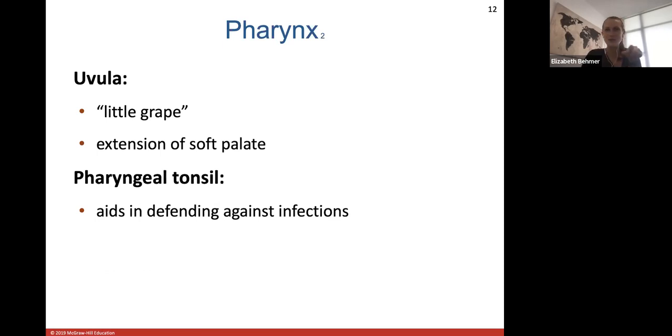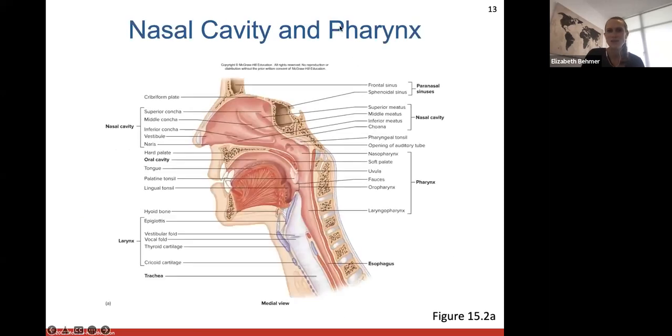The uvula is a little grape, or I call it the boxing ball. It's an extension of your soft palate. And within your pharynx, you also have the pharyngeal tonsils, which are a part of your immune system that we talked about on Monday that aids in defending against infections. So here we have parts of your pharynx.